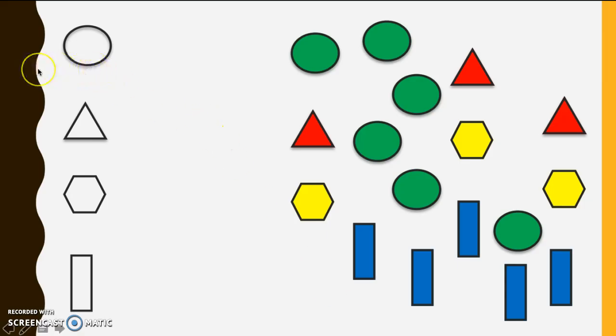How many circles do you see? Go ahead and get your counting finger and tap on the screen and count all the circles you see. Perfect. Good job. 1, 2, 3, 4, 5, 6.